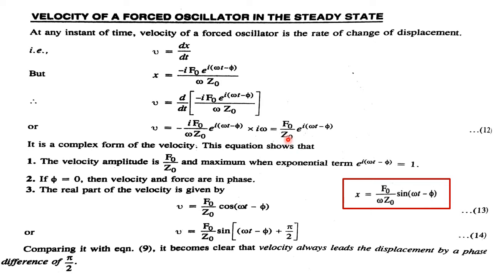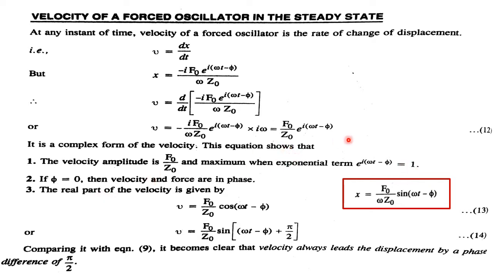That means the value of velocity comes out finally as f naught upon z naught e raised to the power i omega t minus phi. Because it is a function of exponential, naturally it is the complex form of the velocity. This equation represents, number 1, the velocity amplitude is f naught upon z naught. You can see here from the formula. It is maximum when the exponential term is maximum, that means approximately equal to 1. So this will give you the maximum value of amplitude.